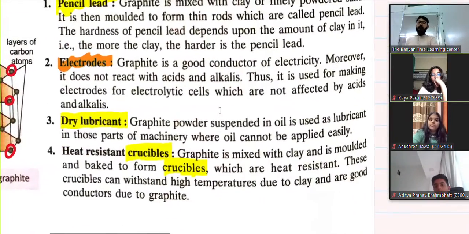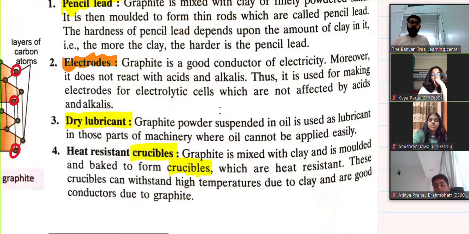Electrodes. Graphite is a good conductor of electricity. Moreover, it does not react with acids and alkalis. So it is used for making electrodes for electrolytic cells.